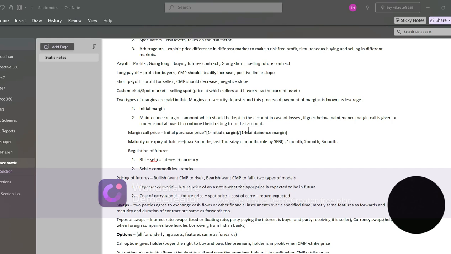Now, what is the maturity or expiry of futures? The maximum maturity of futures is 3 months. A future contract can be of 1 month, 2 months, or 3 months, and the maturity occurs on the last Thursday of the month. And this rule is given by SEBI.